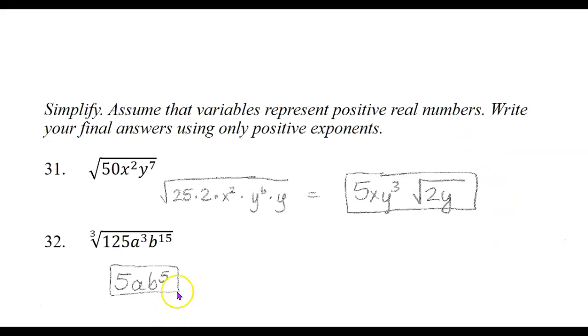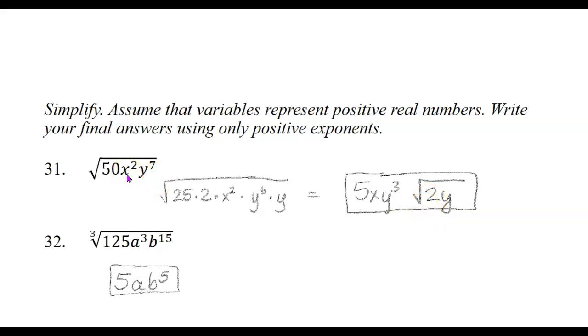Now, simplifying radicals. The square root of 50x squared y to the 7th. For the square root of 50, 50 is not a perfect square, but we can factor it into 25, which is a perfect square, times 2. So we can take the square root of 25, which is just 5, times the square root of 2, which isn't anything special, so we just leave that part under the square root sign, the square root of 2.